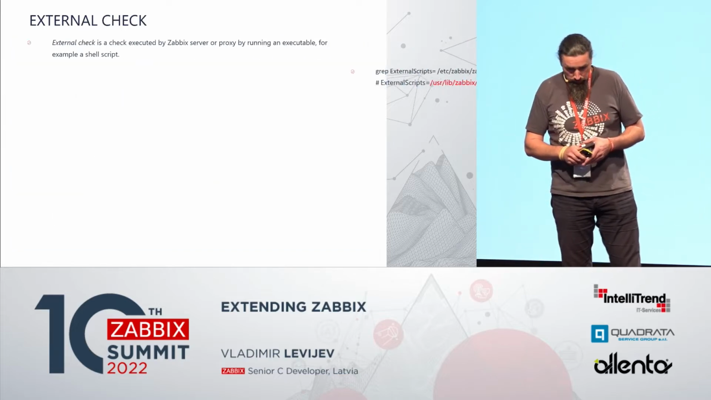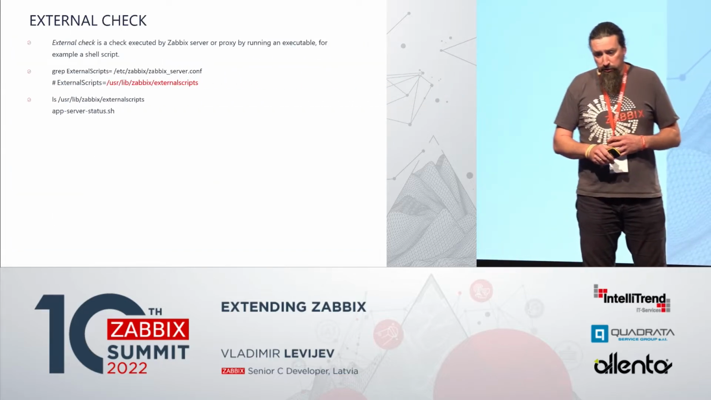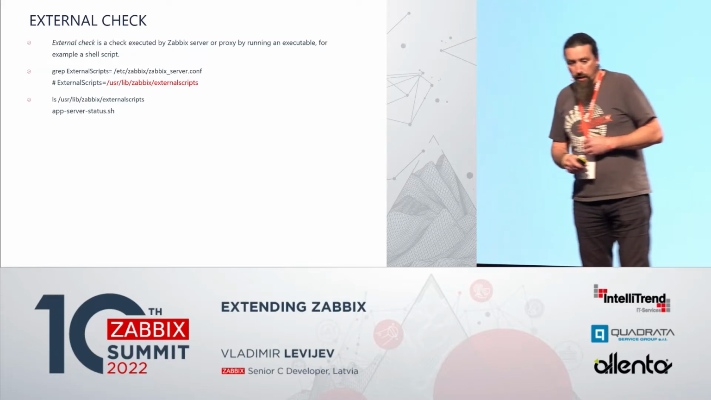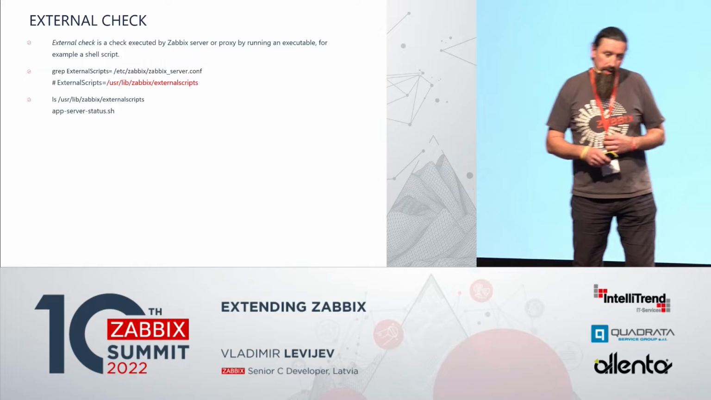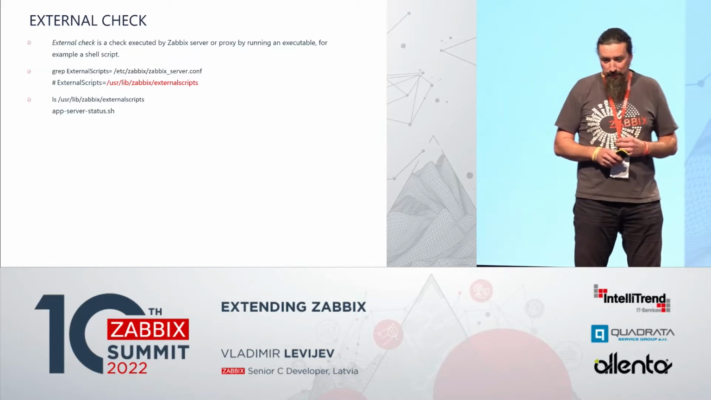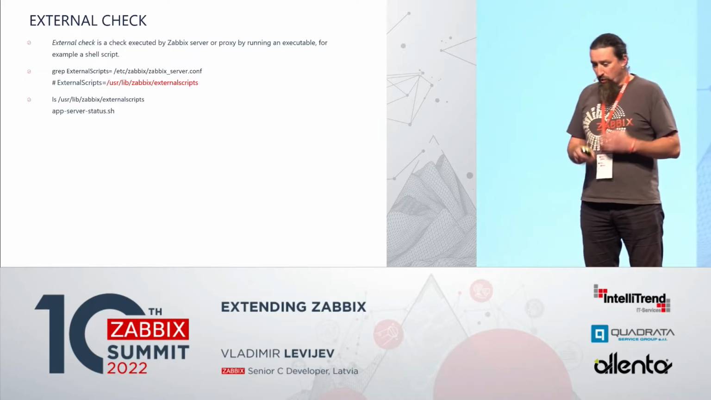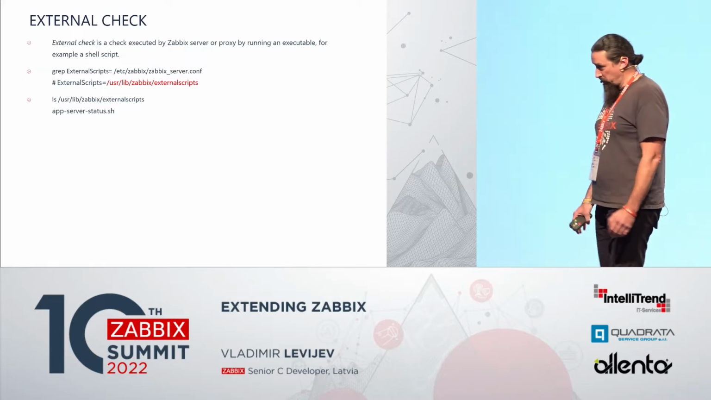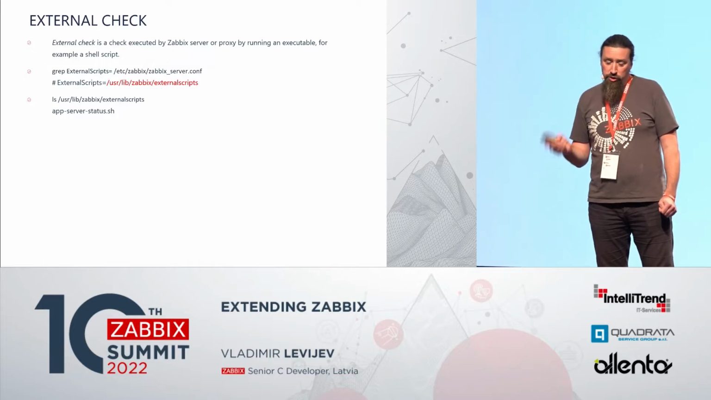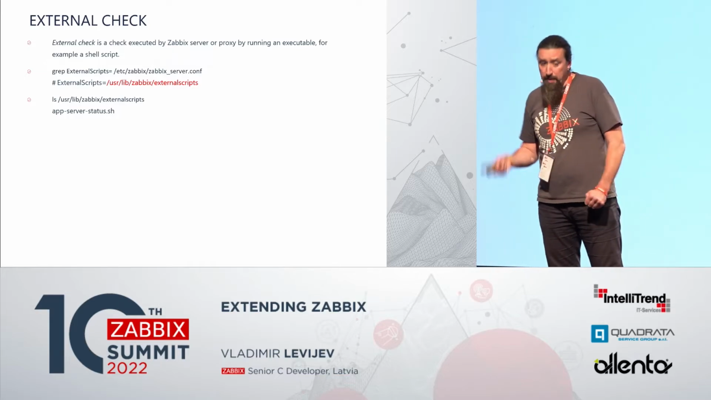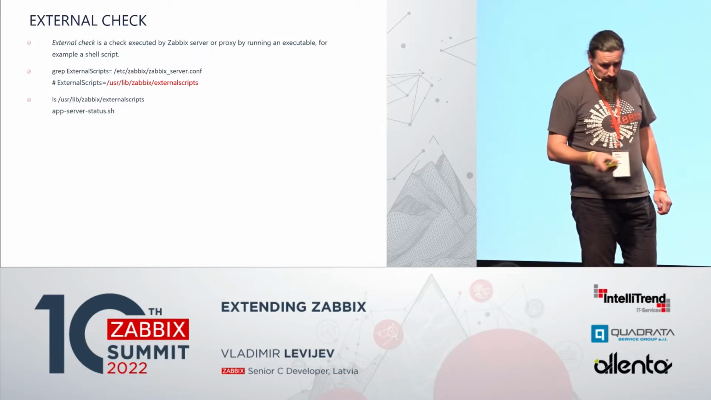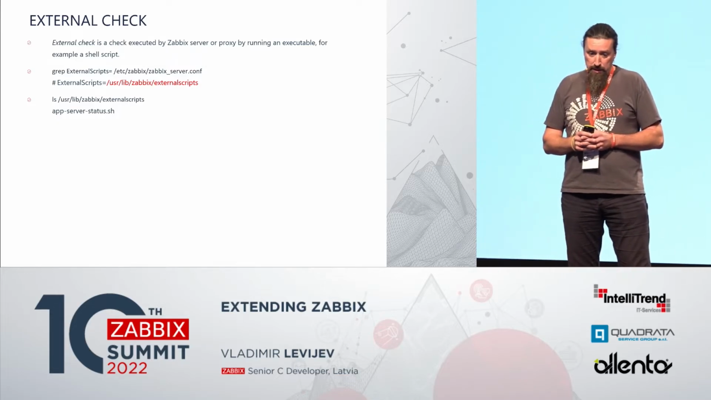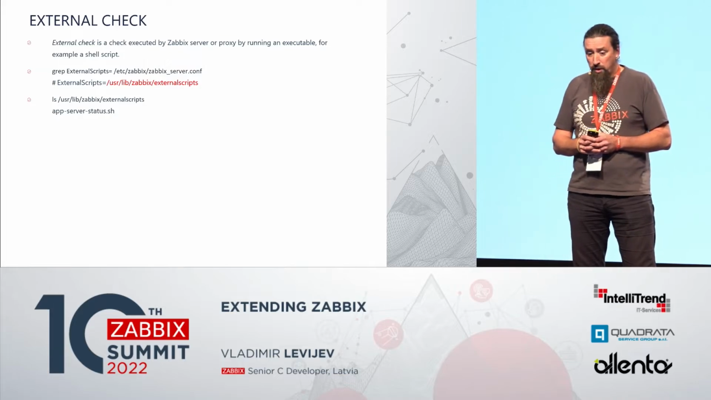So another way of extending Zabbix is using the external check item. It's very well known, I guess. Many use it. If you have some script or binary, no matter what, and you want to call it, and whatever it returns would be the metric data, you should use an external check. Your executable must reside in a special directory, and that's it. The server will call it from there.